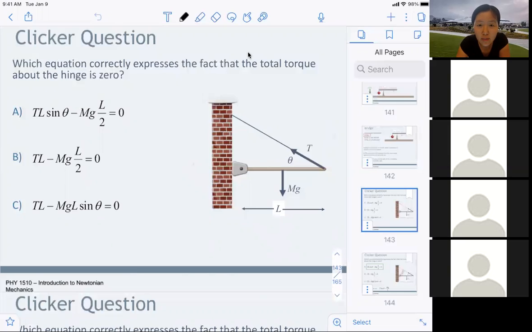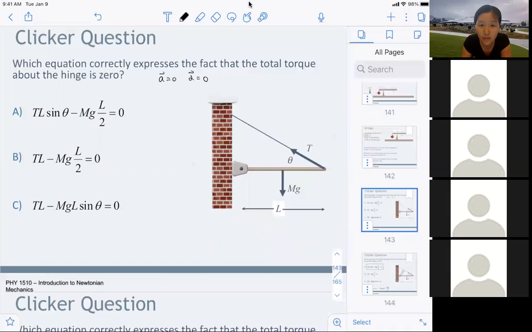So today we will continue to discuss static equilibrium. As we mentioned on Wednesday, for an object to be in equilibrium, which means that it's not moving and it's not rotating, you want the linear acceleration to be 0, and you also want the angular acceleration to be 0.